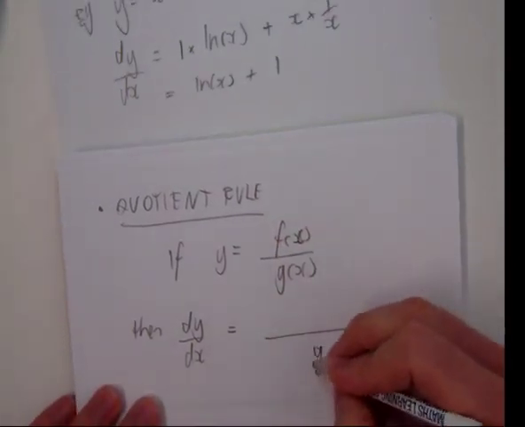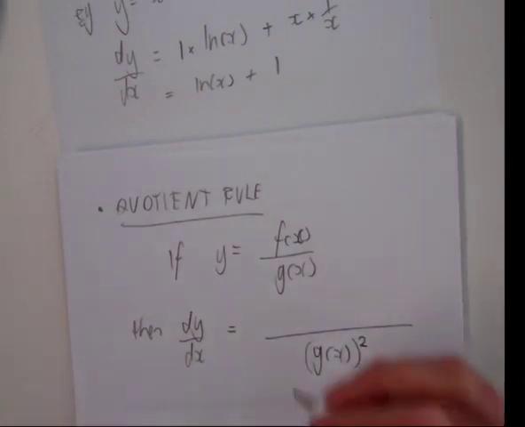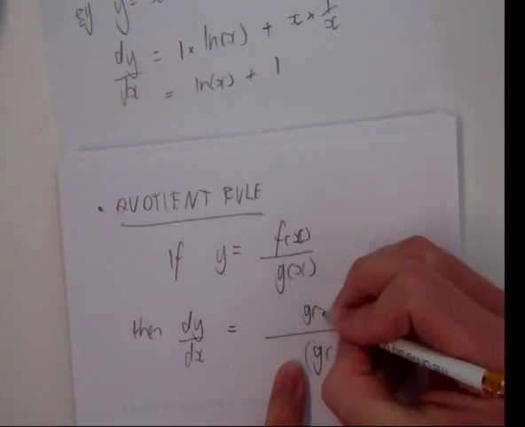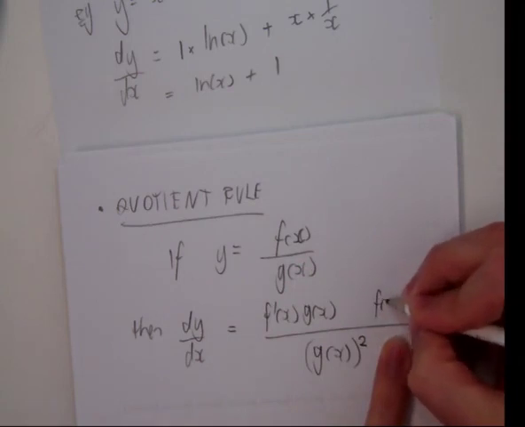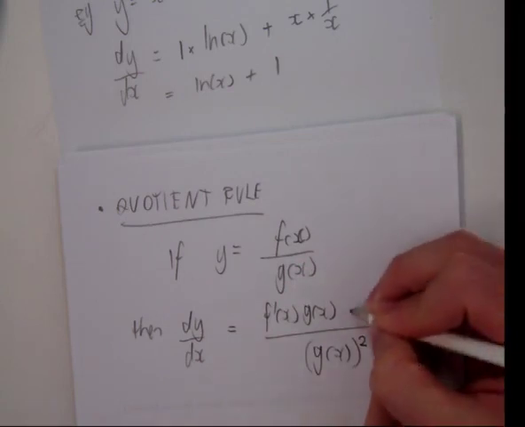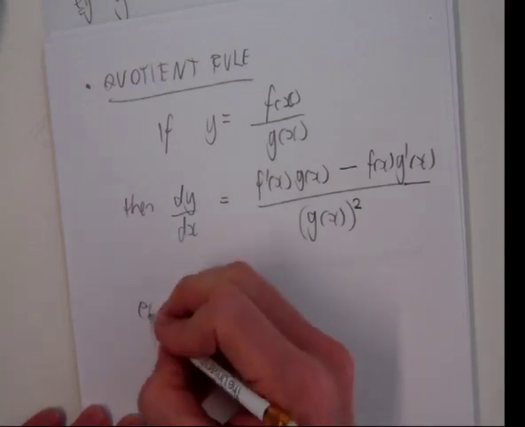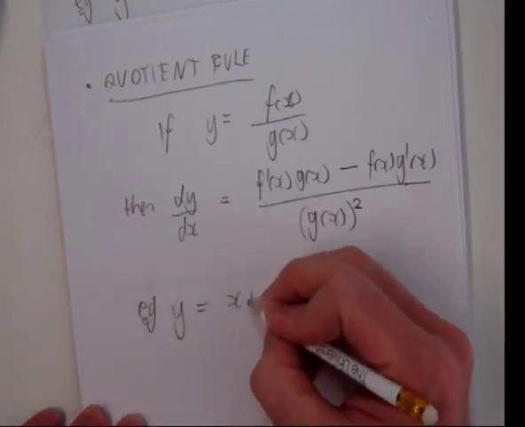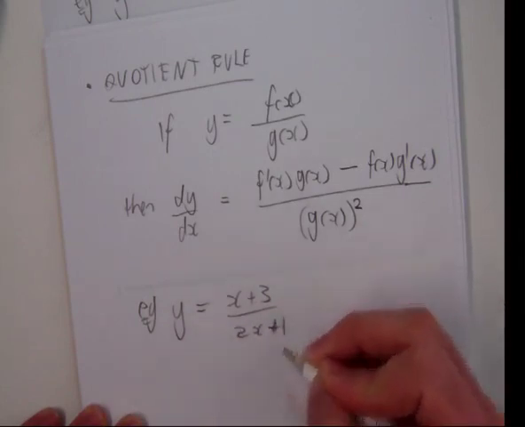So on the bottom though we have g of x squared, and on the top we have the g of x but it's not differentiated, and we have the f of x but it is, and we also have the other combination, but we have to subtract them. This is the hardest one for most people to remember, and it's also the hardest one to get in the right order. You're not allowed to differentiate the bottom first, you have to keep it as it is. So the example would go something like that, a nice rational function.